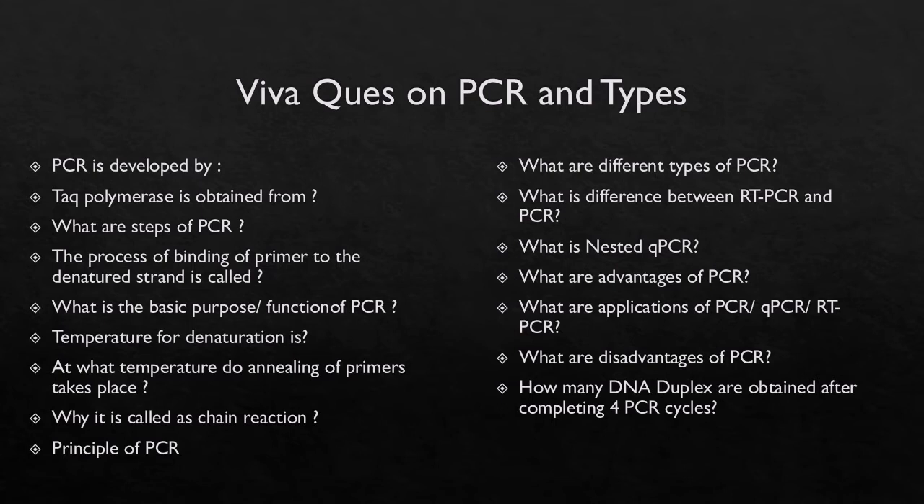Then how many DNA duplexes are obtained after completing 4 cycles or after completing 5 cycles? Okay, so this is where you may need to calculate a bit. You should know what the steps of PCR are, and in one cycle how many DNA duplexes you obtain. So depending on PCR and types of PCR, these are some common questions which I listed.